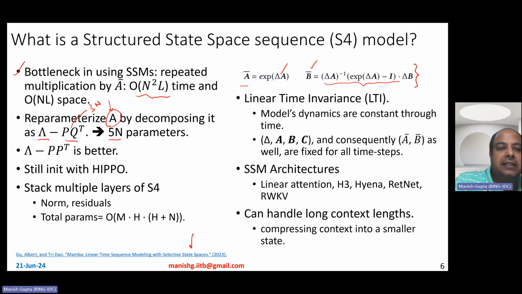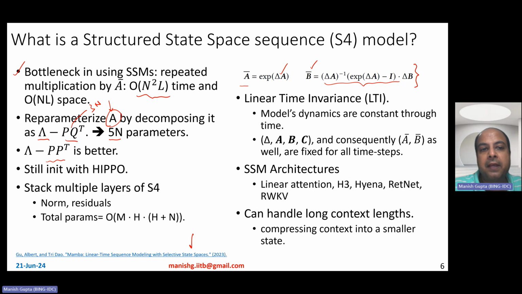Now, later people also realized that rather than using a different Q, you can just use the same P. That makes it even better accuracy-wise and stability-wise, and it gives you a smaller number of parameters too. So even though you're now going to use deep learning to update all the parameters, rather than A, you have lambda, P, and Q, and B, and C overall. You want to update all the parameters, and of course D as well, but you still initialize with hippo.